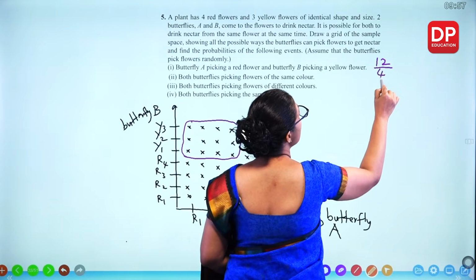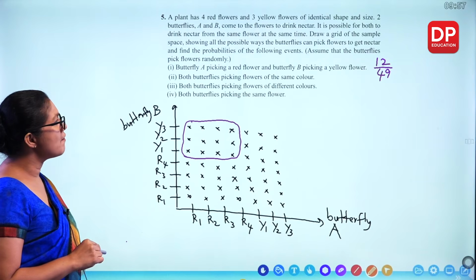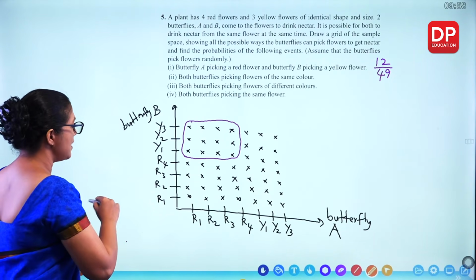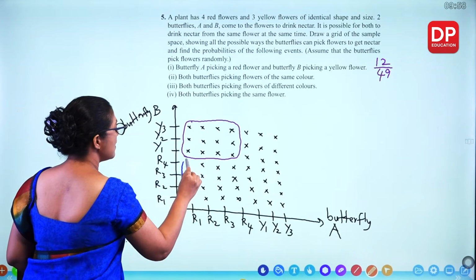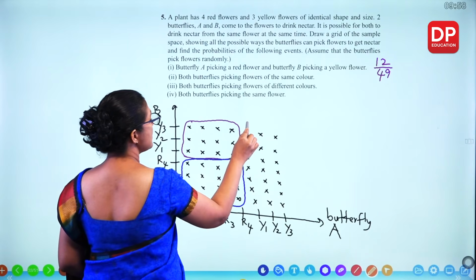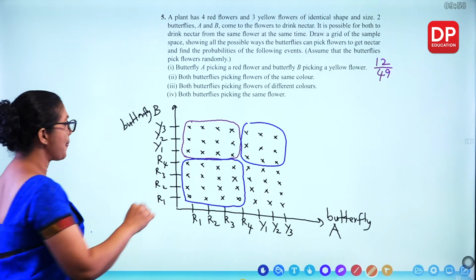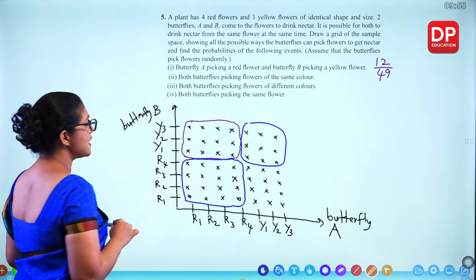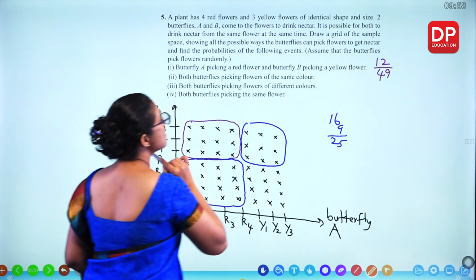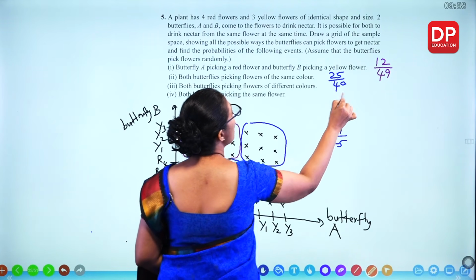out of 49. Then the second part, both butterflies picking flowers of the same color. So same color means you can get red, this set. Same color Y means this set. So altogether how many? 4 times 4, 16. 16 plus 9, you get 25. So what's the probability? 25 over 49.